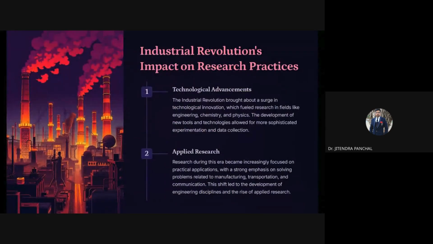Now, next we are going through the Industrial Revolution, right? Impact on research practices, right? So, as the Industrial Revolution happened, the demands went up exponentially in technological advancement as well, right? So nowadays you can observe. Are you aware when the first computer was developed? Are you aware when the first computer was developed and by whom?